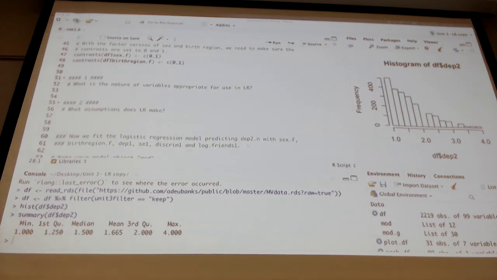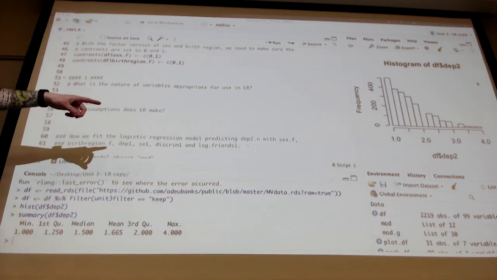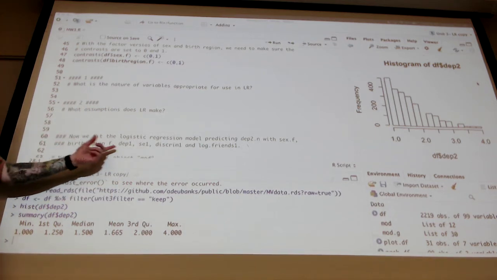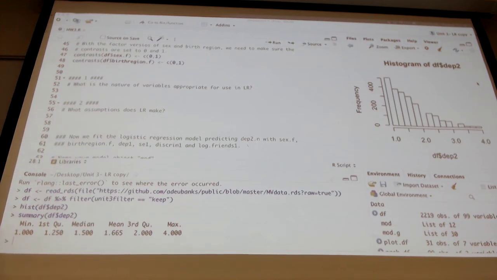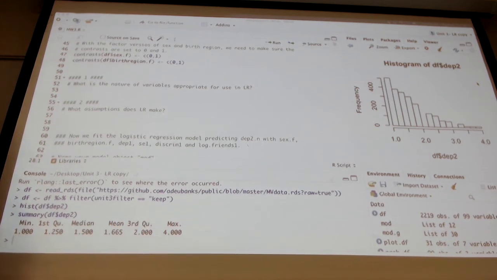Okay, so the very first thing that we're going to look at is just a straight up, all the predictors going into the model at the same time. Can I use this set of variables to predict depression in high school among these middle school kids? And the variables that we're using are? Sex, birth region, depression at time 1, self-esteem at time 1, and discrimination at time 1. And friends. And friends, yes.